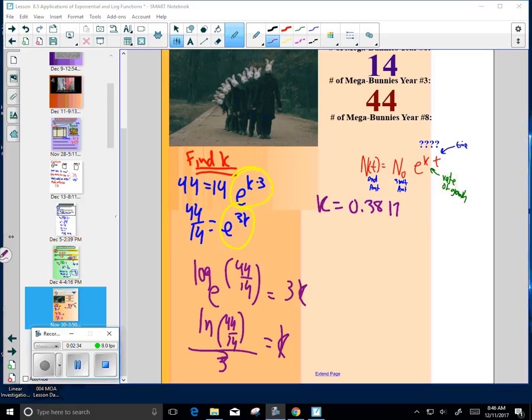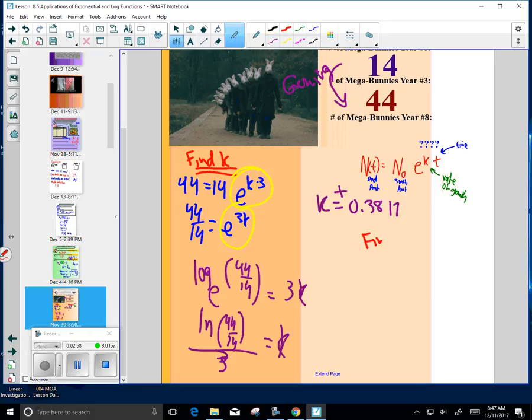So there we go. We've got our k. You took 44 over 14 first, took the natural log, and then divided by 3. This is positive because this is growing. Since it's growing, the growth rate k should be positive. So we know we did that right. Now we do step 2.